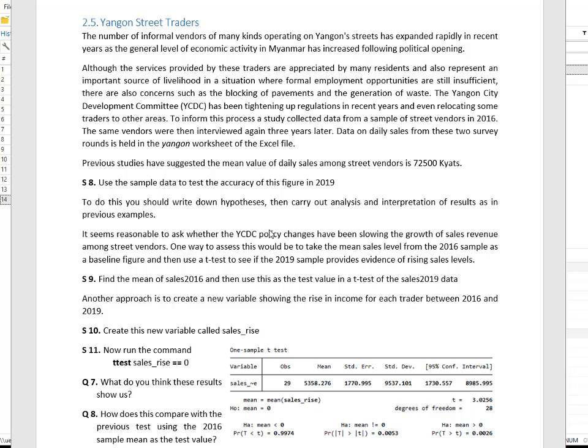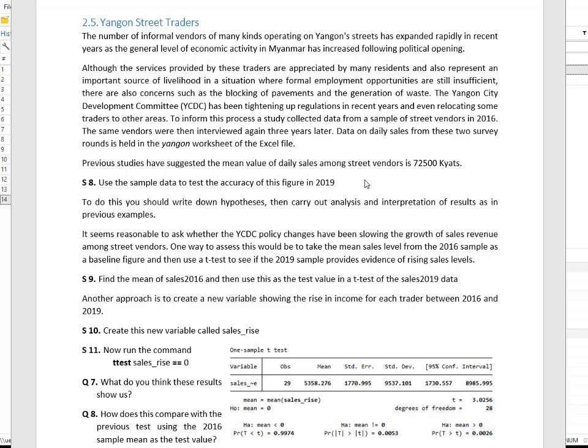And now we're in Yangon, looking at the situation with street vendors. This is based on stories about policy changes by the Yangon City Development Committee, where they're trying to tighten up on regulations. Even though it's obviously a useful part of the economy, it's also causing some problems in terms of waste and health and safety issues and so on.